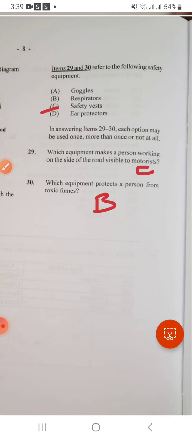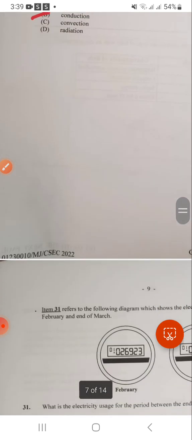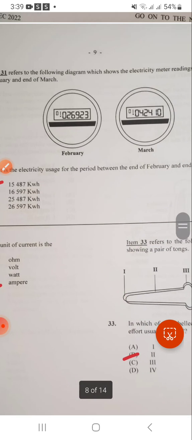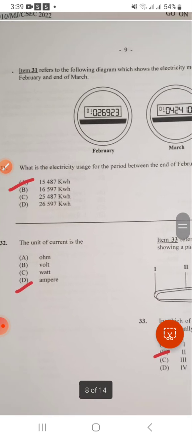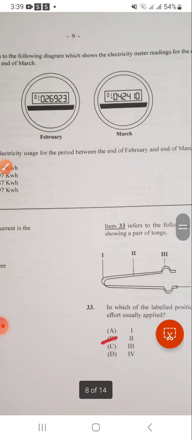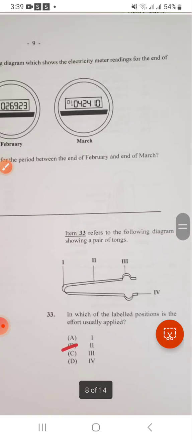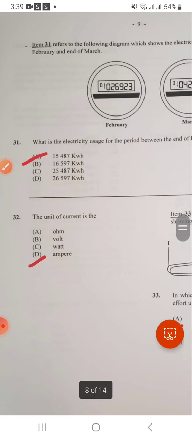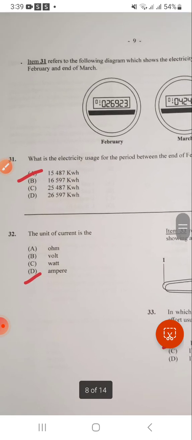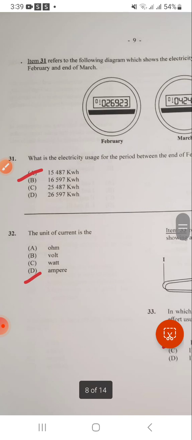That is C. A safety vest. Question number 30. Which equipment protects a person from toxic fumes? That is B. The respirators. Number 31 is asking us to determine electricity usage between the end of February to the end of March. The correct response there is A.